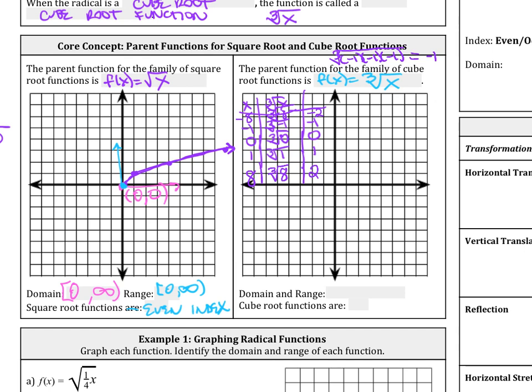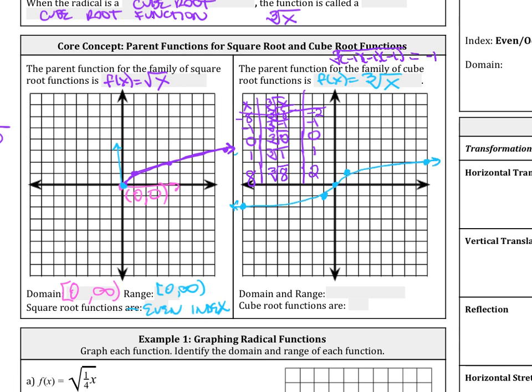So now let's graph it. We know (0, 0) was good, and then (1, 1), and then (-1, -1), and the next one is (8, 2) because cube root of 8 is 2. Cube root of negative 8 is negative 2. And so this is what the graph looks like.